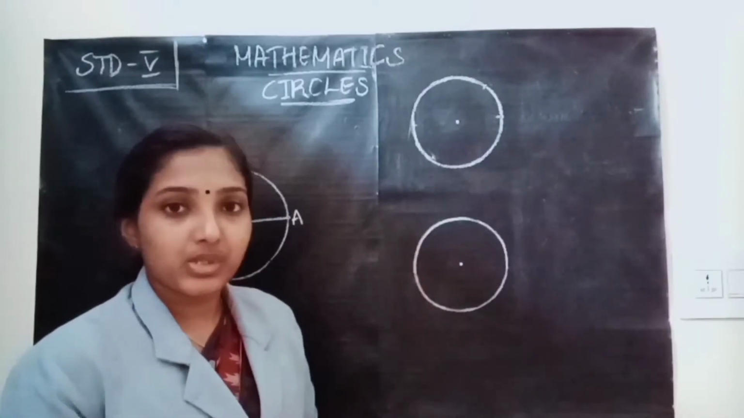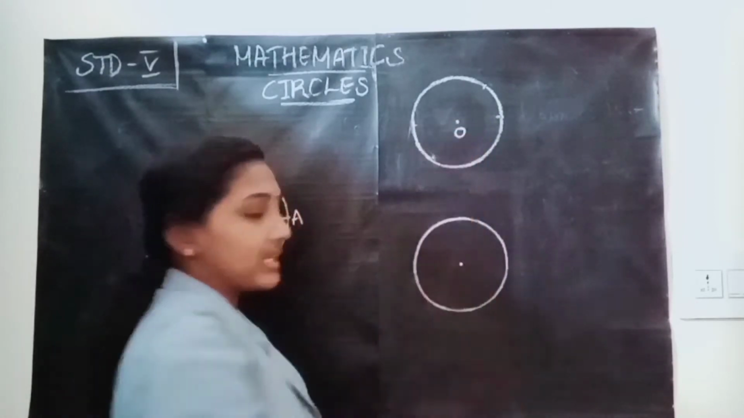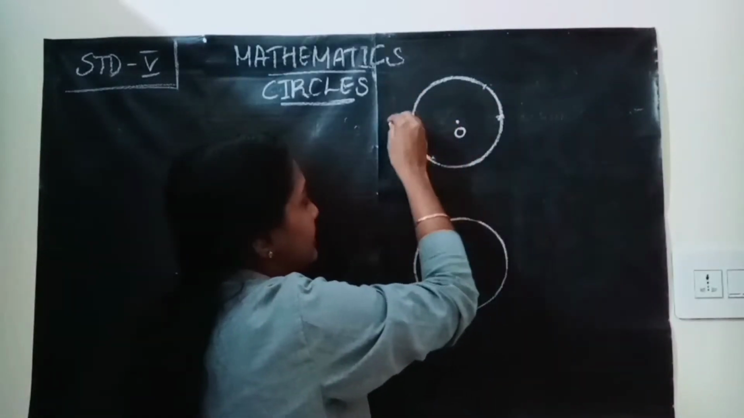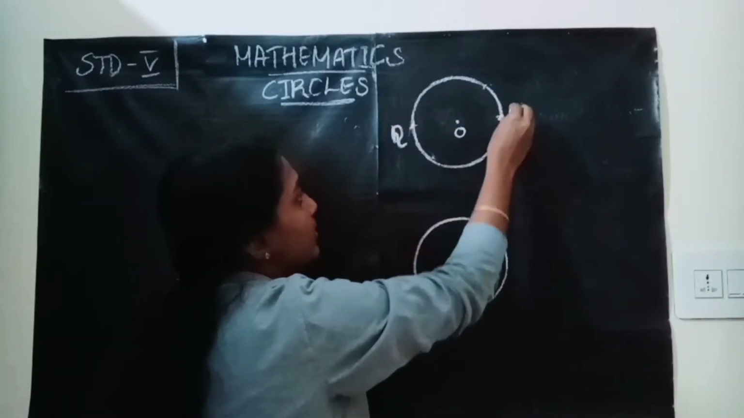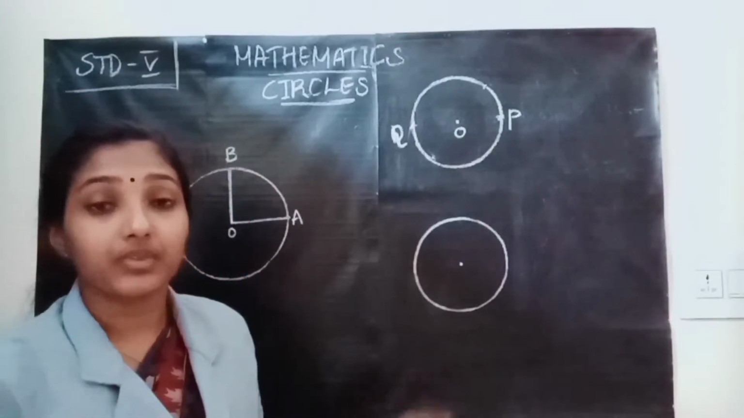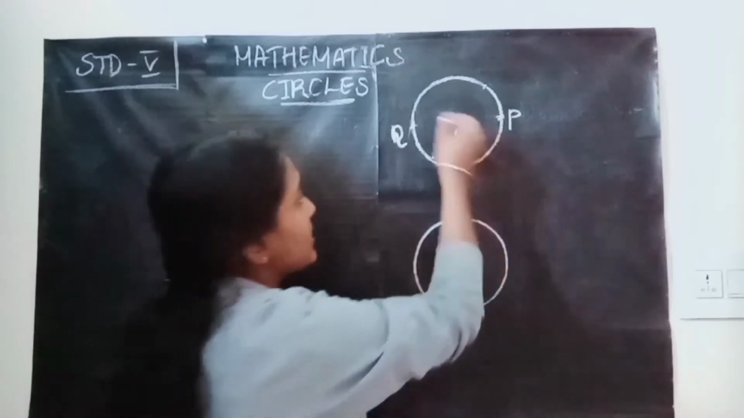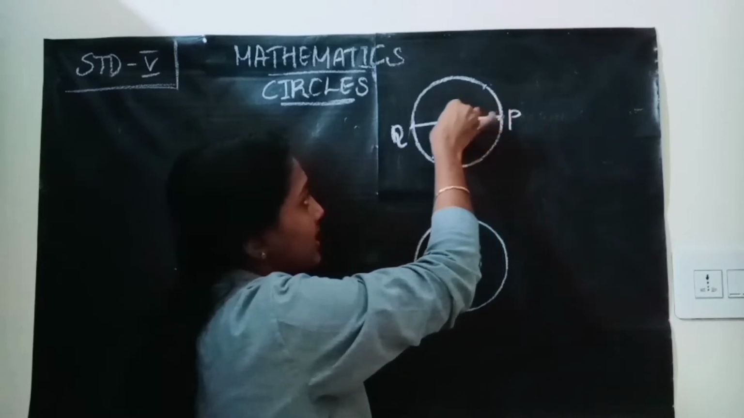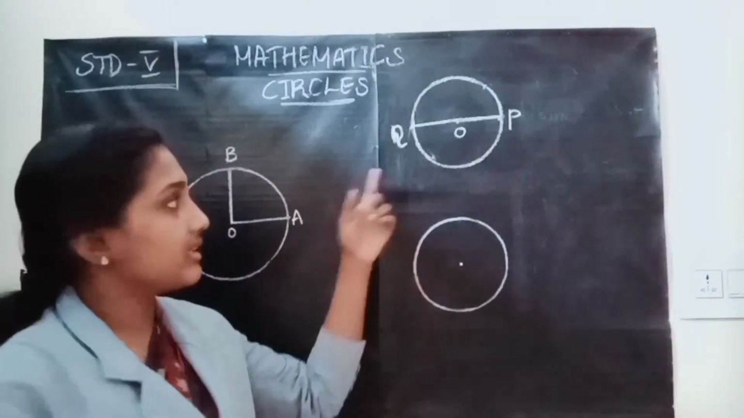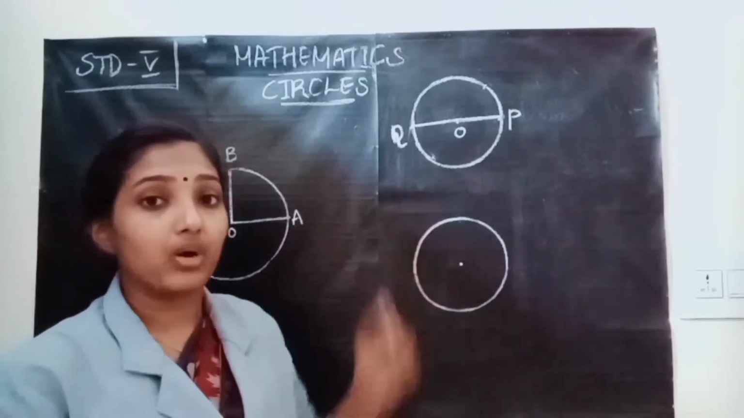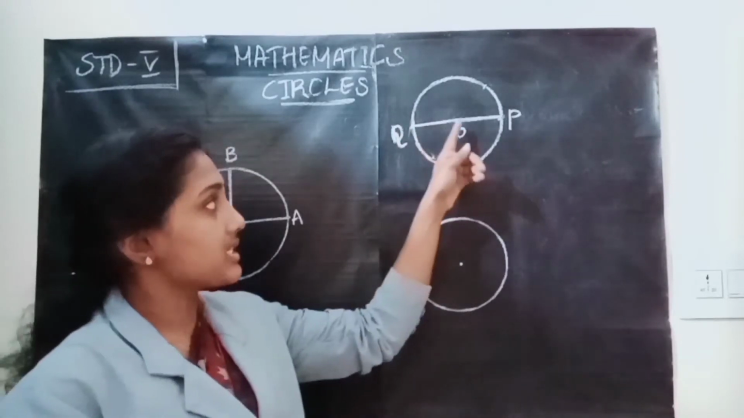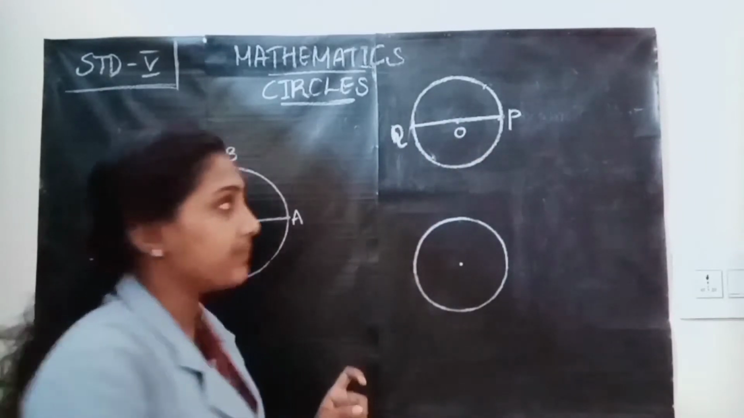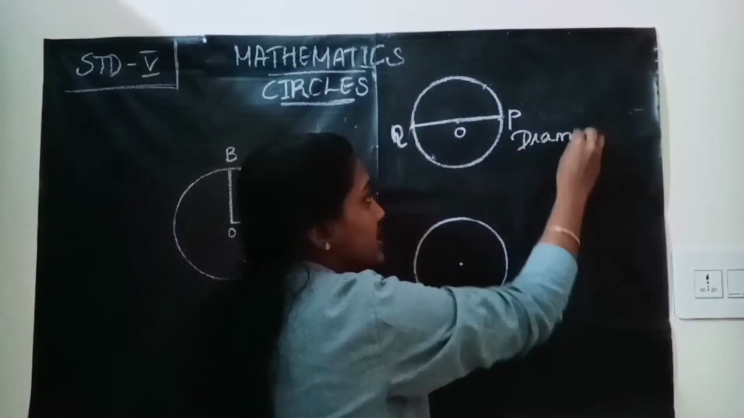Moving to our next circle, here it's a circle with center O, and now I'm going to mark 2 points on the circle. Let it be point Q and point P. Now I'm going to join these 2 points, and now it's a line segment, and this line segment joins the 2 points on the circle, and see, it passes through the center of the circle. Okay, and we call it by a name, and it is the diameter of the circle.